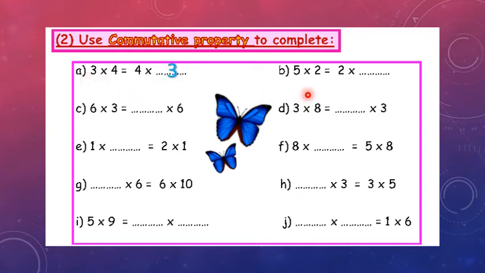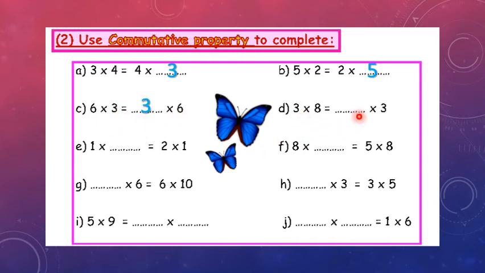Good job. Here we have 5 by 2 equals 2 by what? We have a missing part here and we have an equal sign here. It means that we want to have balance in this equation. Then 5 by 2 equals 2 by... We have 2 here and 2 here. Then the missing part will be 5. Then we have 6 by 3 equals what by 6? We have equal, then we need balance. Then 6 is 6 in the other side. Then the missing part will be 3.